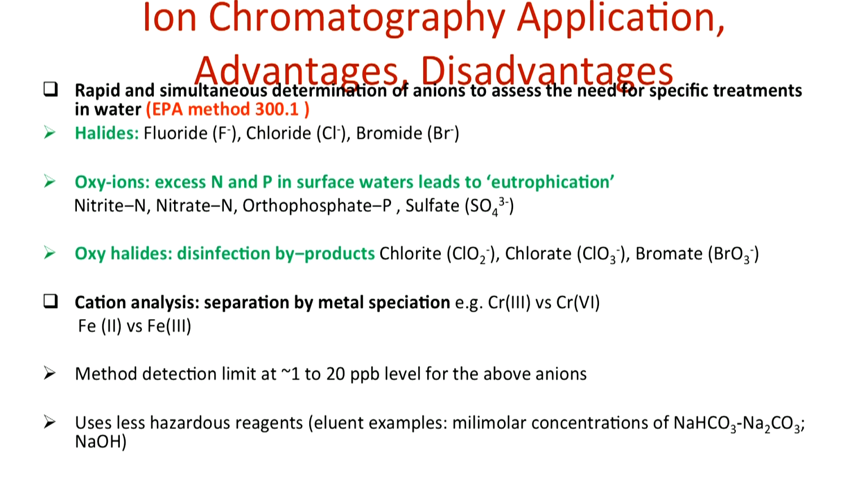IC is also important in the analysis of metals with different speciations, meaning they have different charges. For example, chromium, you have 3 and 6, and then arsenic, even iron 2 and iron 3. The method detection limit is typically 1 to 20 parts per billion level for the said anions. And it uses less hazardous reagents. For example, the eluent is sodium bicarbonate, sodium carbonate, and sodium hydroxide.